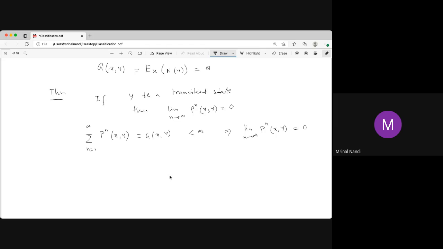Then we stop the Markov chain topic, and next we go to the queuing chain, and then the branching chain, and then the Poisson process, and then different stationary distributions, and then some second order processes. That will be the whole syllabus. So this is for today's class.